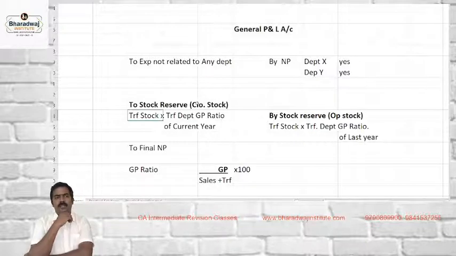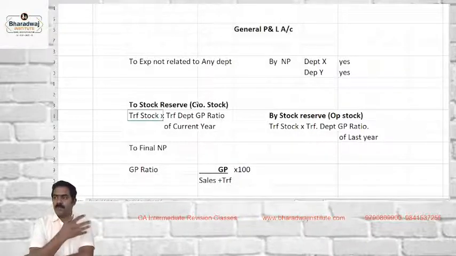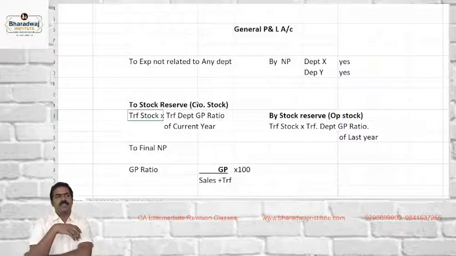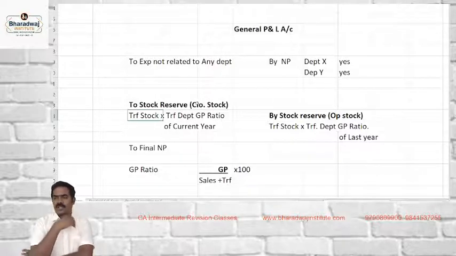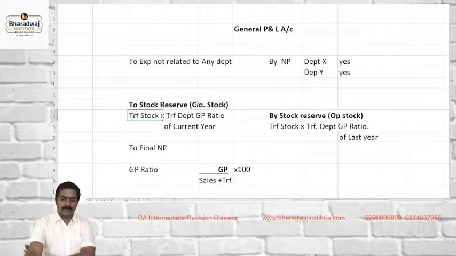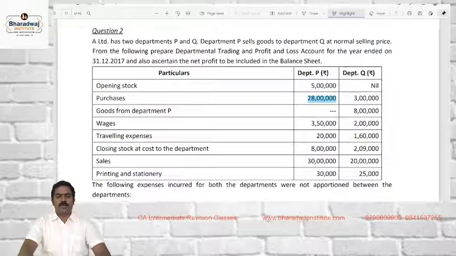So while working out GP ratio, since the goods are transferred at selling price, the gross profit is earned both on sales as well as what? Transfer. Please go through question number 2.